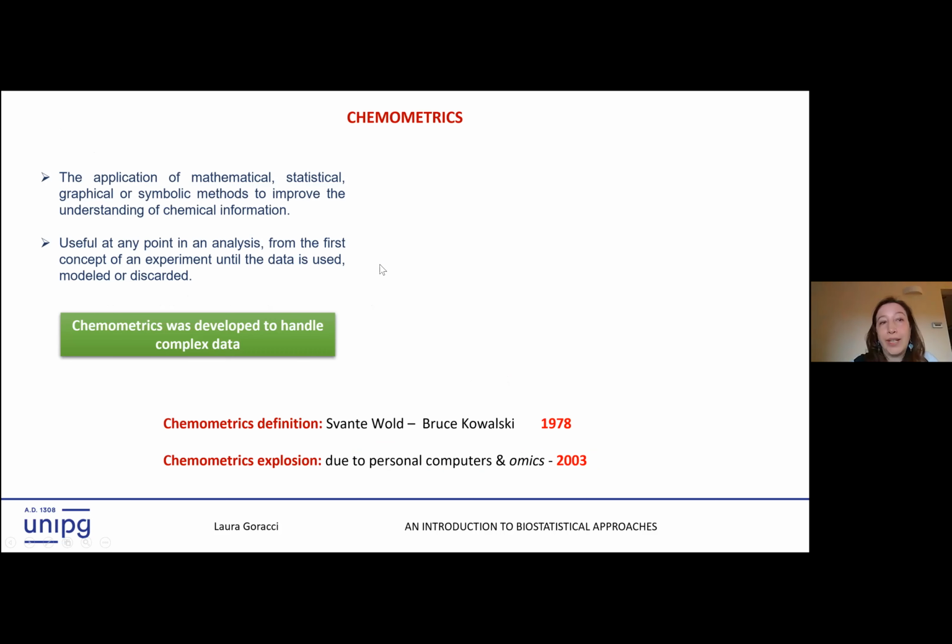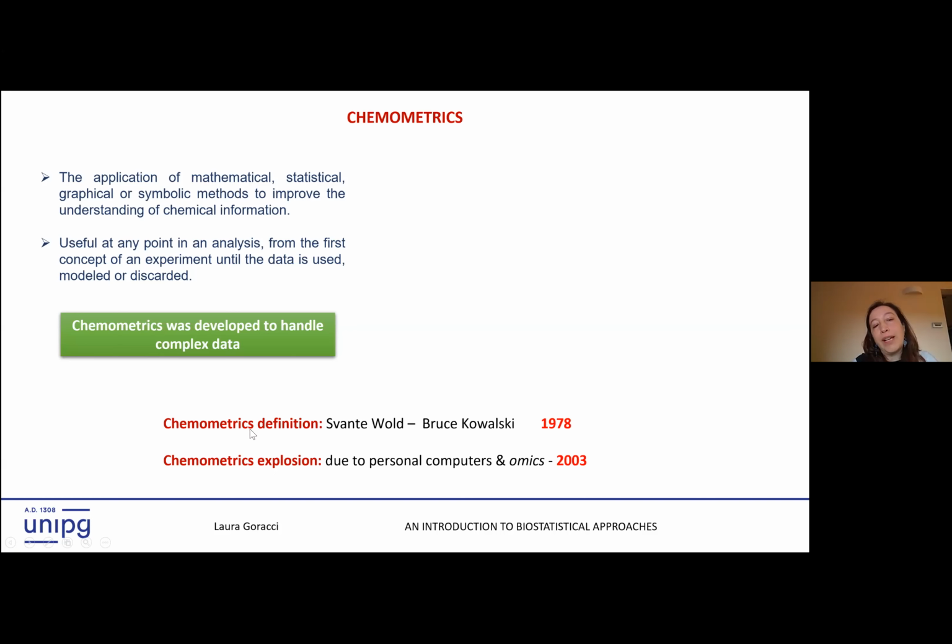What is chemometrics? Chemometrics is the application of mathematical, statistical, graphical, or symbolic methods to improve the understanding of chemical information, and it can be used at different times during your analysis, from the very beginning, simply to inspect the data. I will show you why. And also for making deeper interpretation.